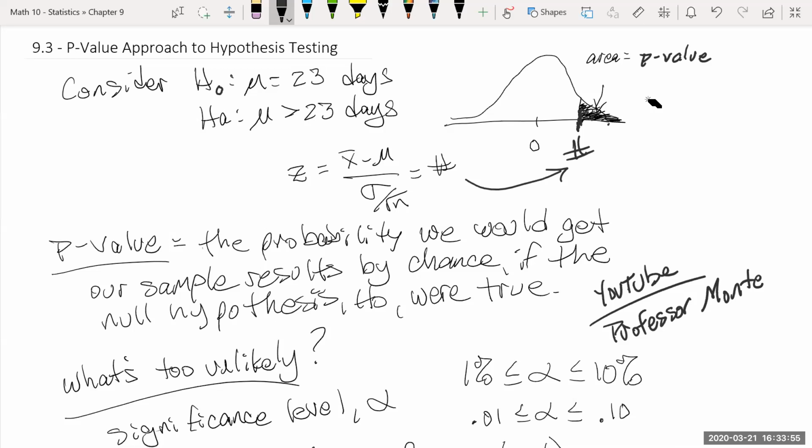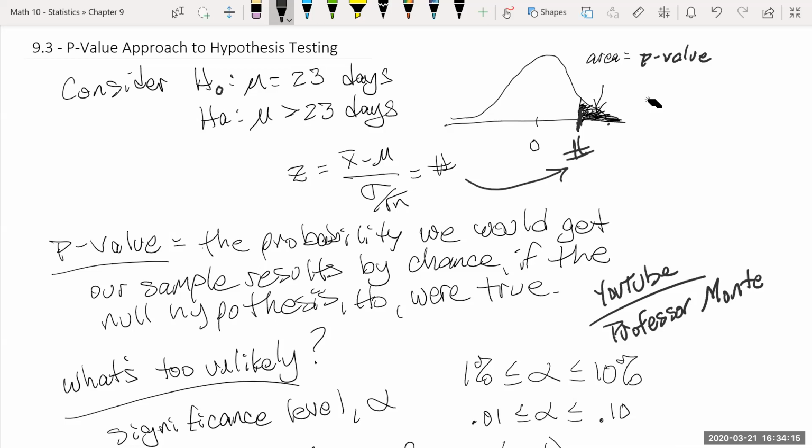It is very important that you understand this idea of the p-value. And I'll explain it as we go throughout pretty much the rest of the semester as well. But remember the definition, p-value. P stands for probability. The probability we would get our sample results by chance if the null hypothesis were true.